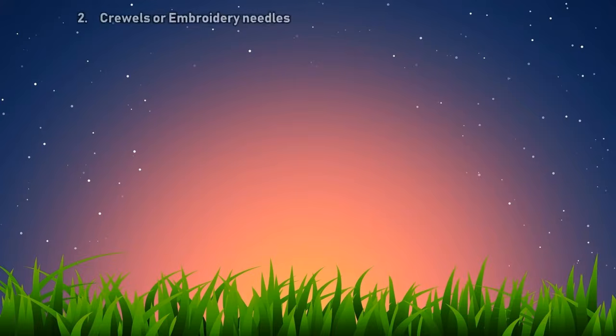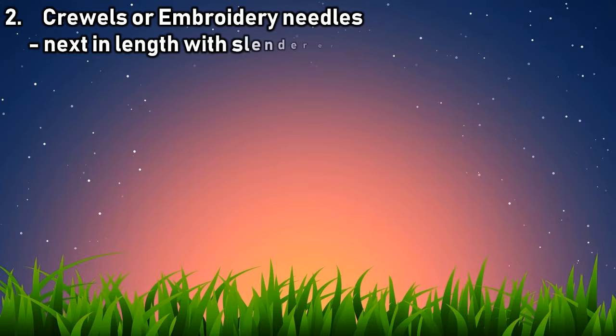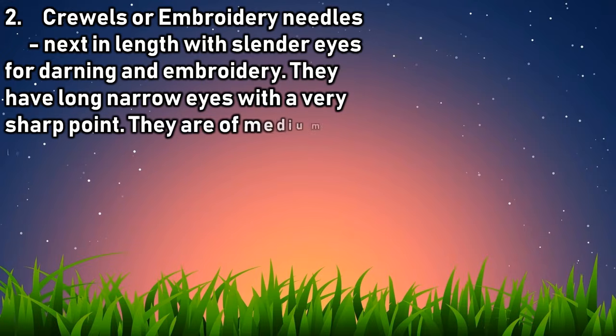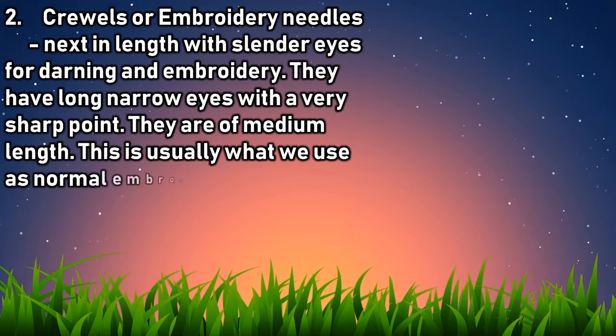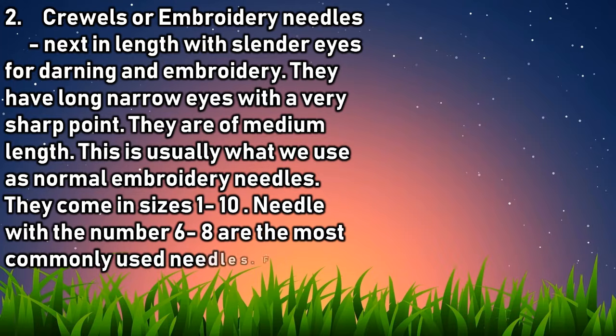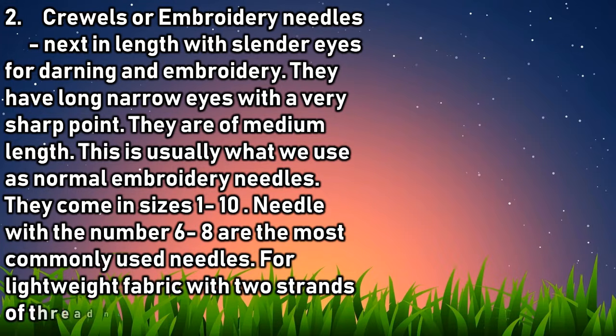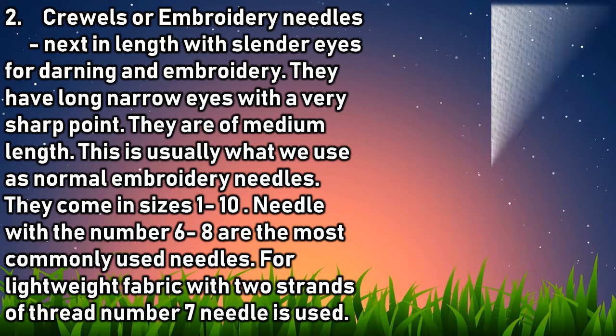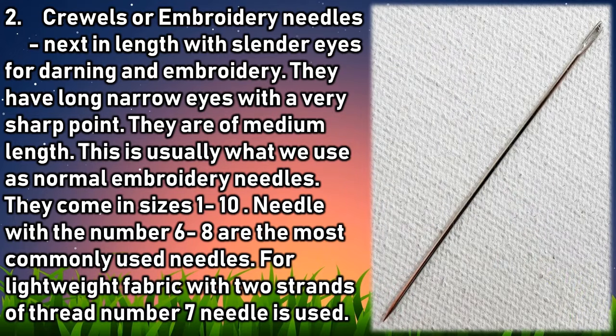Two. Crewels or embroidery needles. Next in length with slender eyes for darning and embroidery. They have long narrow eyes with a very sharp point. They are of medium length. This is usually what we use as normal embroidery needles. They come in sizes 1 to 10. Needles with the number 6 or 8 are the most commonly used needles. For lightweight fabric with 2 strands of thread, number 7 needle is used.